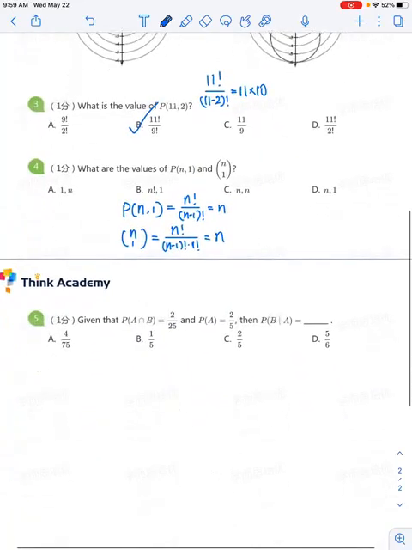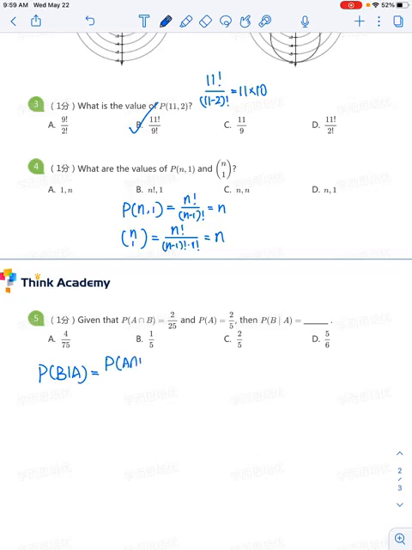Okay, and for the final one here, we have a conditional probability. Given that we have all these conditions, what's going to be the probability of B given A happens? Based on the formula, the probability that B happens given that A already happened is equal to the probability of A and B both happening, divided by the probability that A already happened, right? So you can just plug these values into the formula here. So 2 over 25 over 2 over 5 will become 1 over 5, or the answer choice B.